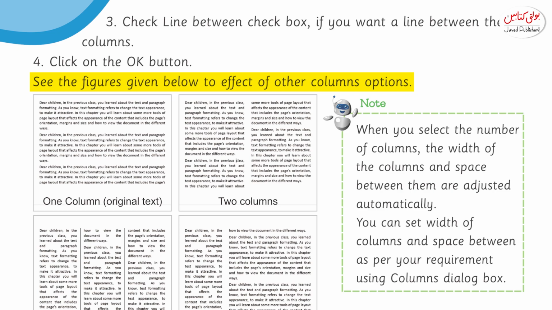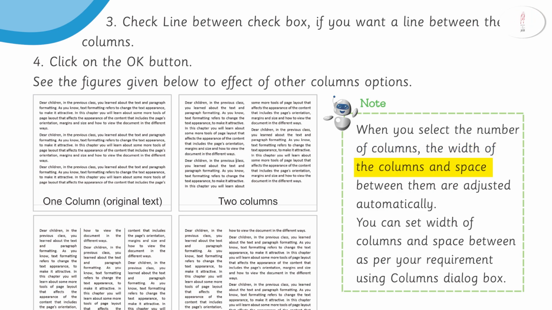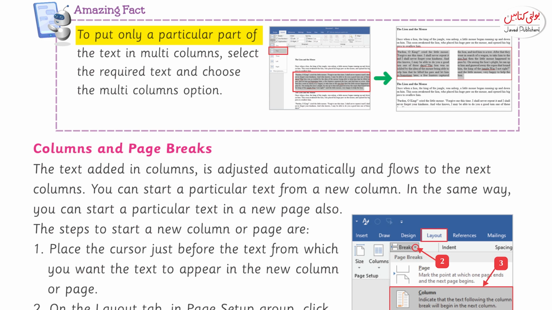other column options. When you select the number of columns, the width of the columns and the space between them are adjusted automatically. You can set the width of columns and the space between them as per your requirement using the Columns dialog box. To put only a particular part of the text in multi-columns, select the required text and choose the multi-columns option.